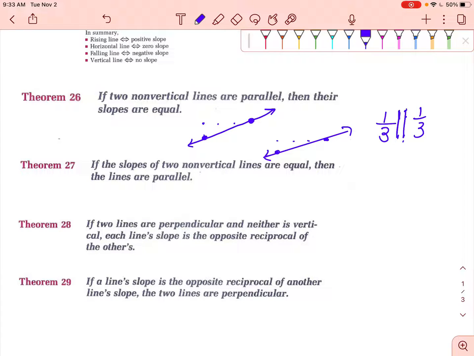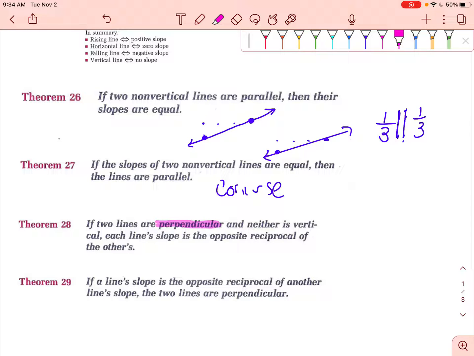Theorem 27. If the slopes of two non-vertical lines are equal, then the lines are parallel. So this is the converse of before. I don't know why my pen is doing this. So if you see that the slopes are the same, okay, then they are parallel. If they are parallel, then their slopes are the same. Converse.